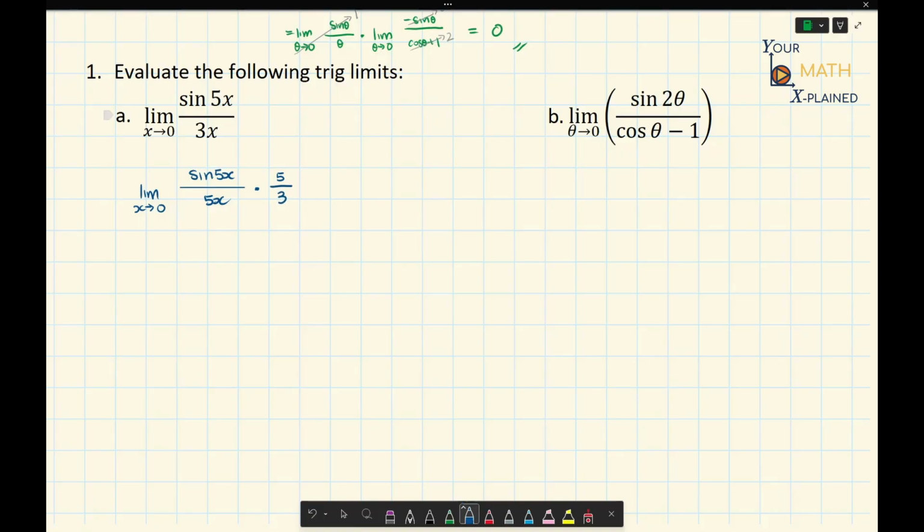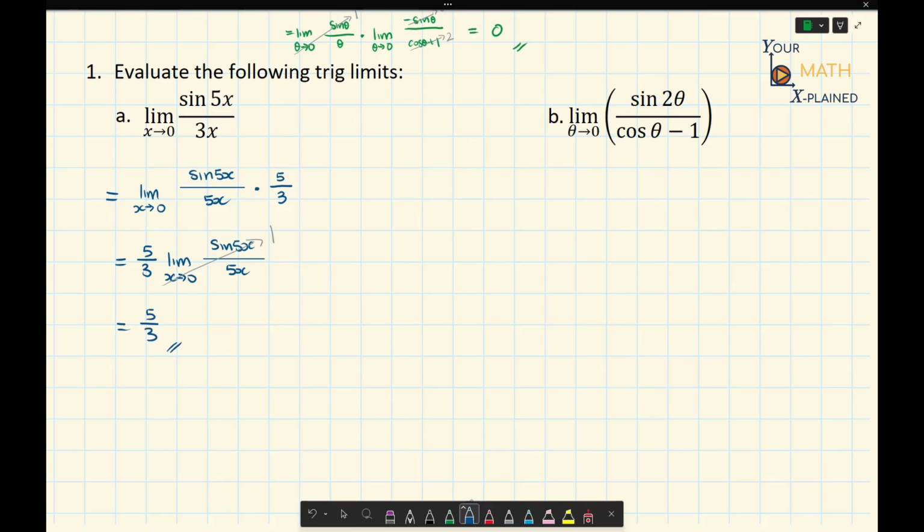So now, convince yourself that this is the same as that, because once we cancel out the 5, the denominator is going to be 3x. And now we can go ahead and pull the 5 over 3 out in front of the limit. So then this is 5 over 3 times the limit as x approaches 0 of sine 5x over 5x. And we know that this is equal to 1. So therefore, this limit is equal to 5 over 3.